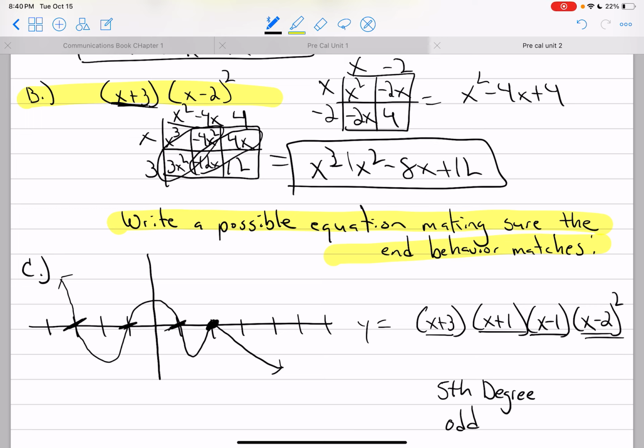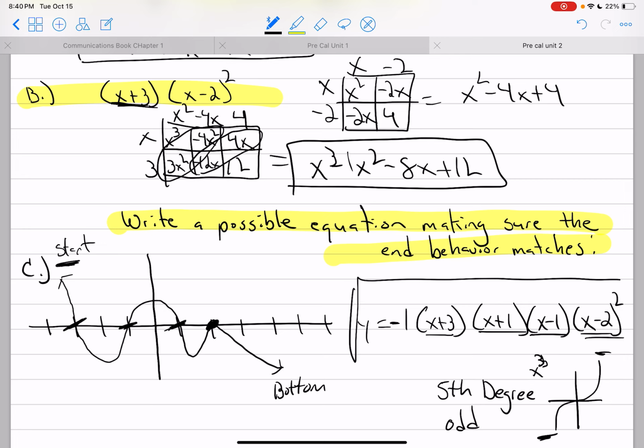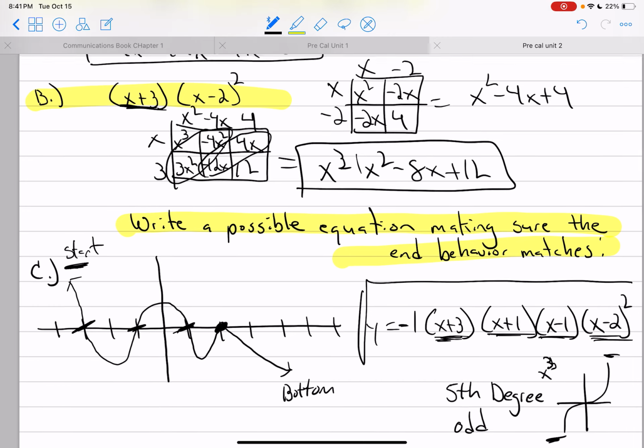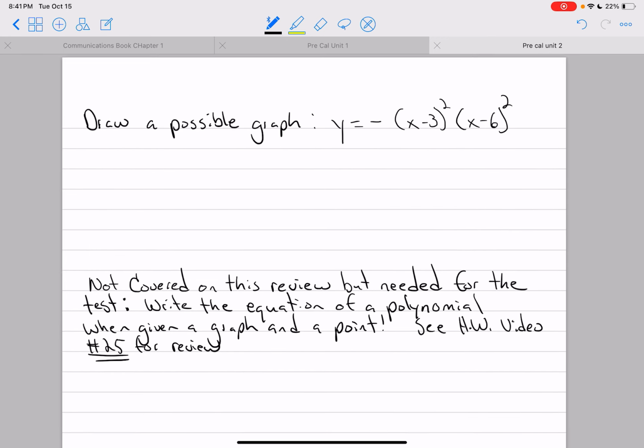meaning it's odd. And I know odds should start like x cubed, which does this. So they should start at the bottom and end at the top. But notice this one starts at the top and ends at the bottom. So that means it must be negative. So I could just put a negative 1 out here. This is a possible equation. As long as you had anything with negative and you had these factors, you're good. Bong, bong, bong. Let's keep it moving.